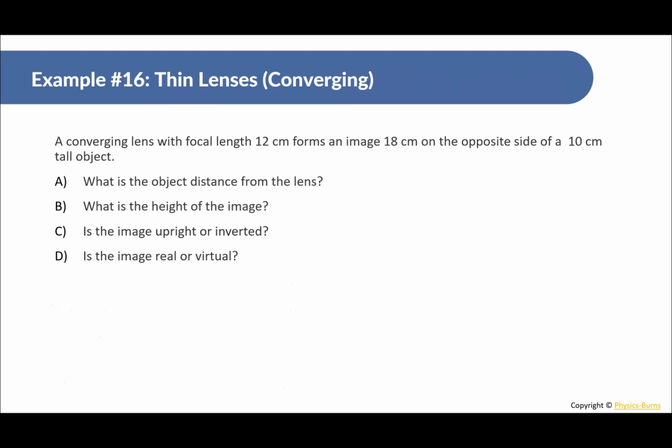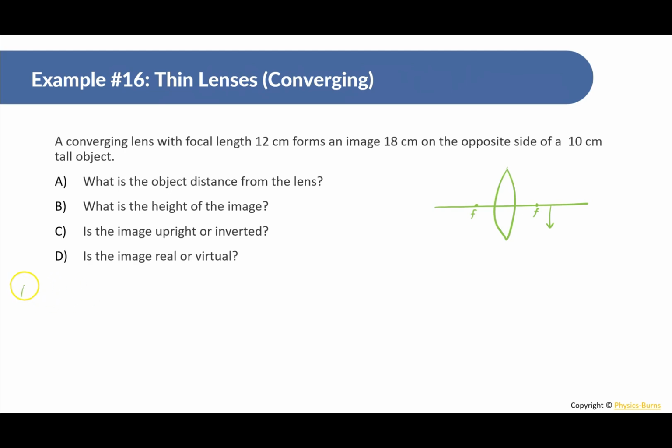Moving on. A converging lens with a focal length of 12 centimeters forms an image 18 centimeters on the opposite side of a 10 centimeter tall object. I guess I'll just draw it even if it's not 100%. Focal length 12 centimeters. Okay, so I'm going to draw it like this. That's the image of the object. What is the object distance from the lens?